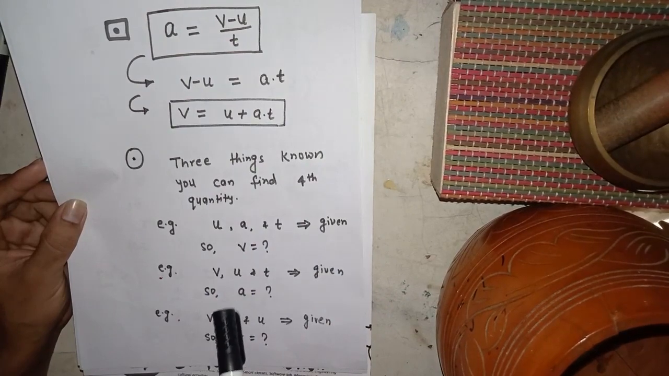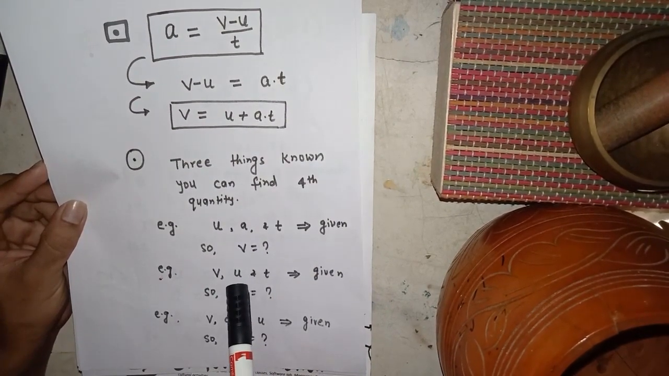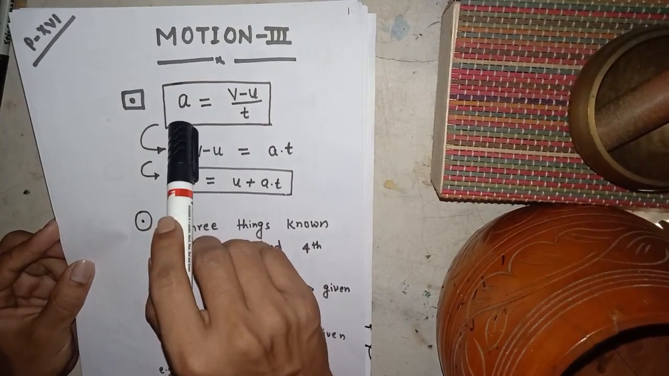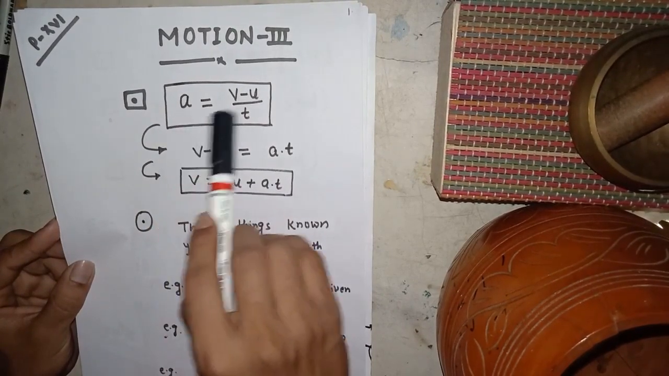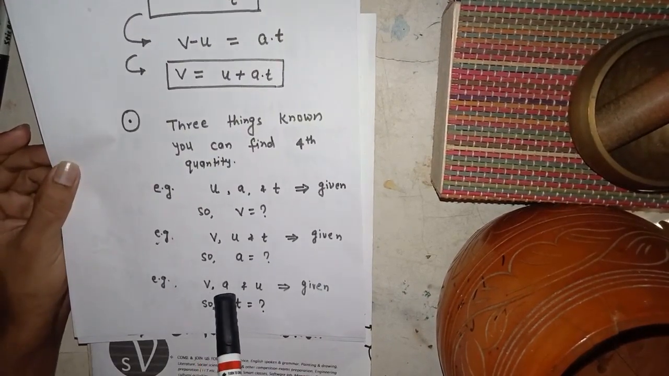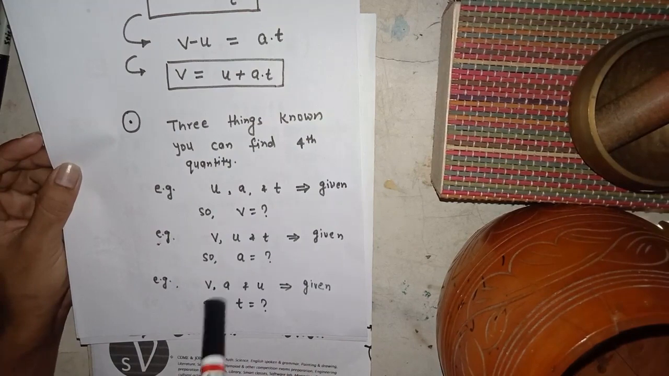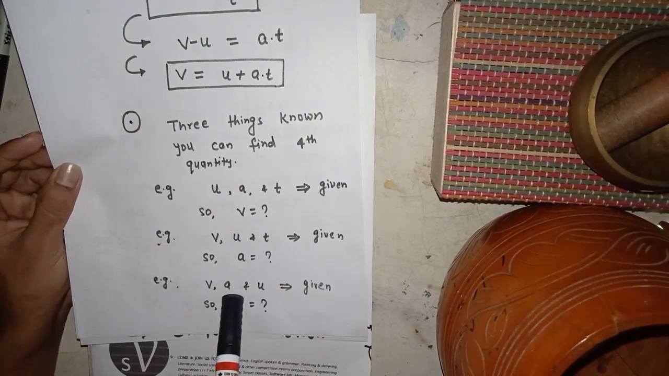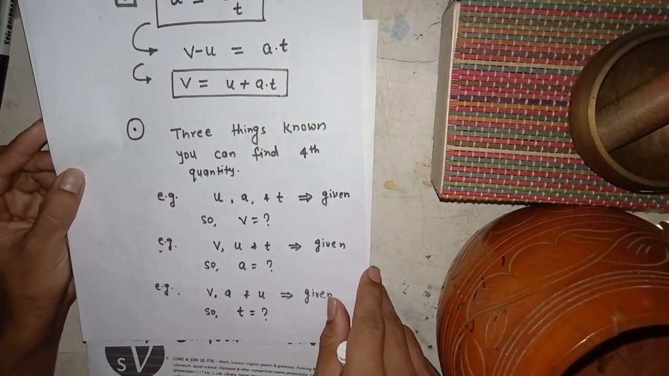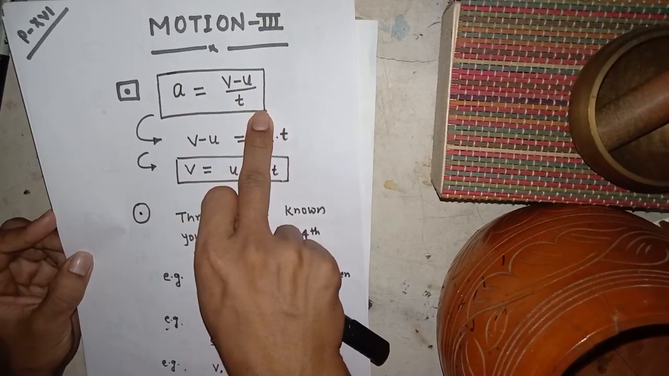But if v, u and t are given, how can you find a? It is simply by the relation you already know: a is equal to v minus u by t. In a similar way, if v, a and u are given, you can find t. You can express t in terms of v, a and u. This is the merit of this single expression.